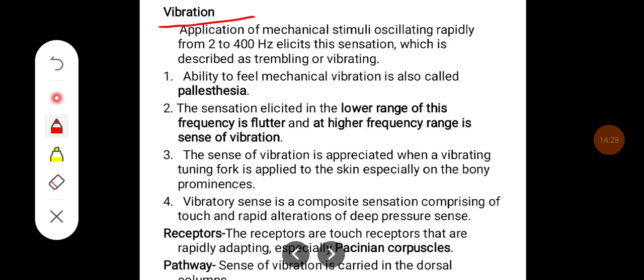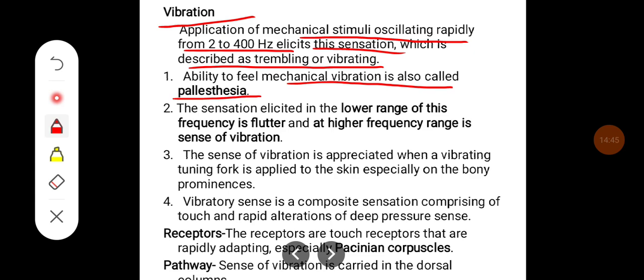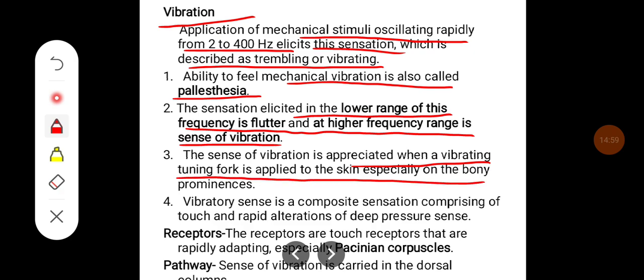Vibration sense. Application of mechanical stimuli oscillating rapidly from 2 to 400 Hz elicits the sensation, which is described as a trembling or vibrating. The ability to feel mechanical vibration is also called palaesthesia. The sensation elicited in the lower range of this frequency is flutter, and at the higher frequency range is called the sense of vibration. The sense of vibration is appreciated when a vibrating tuning fork is applied to the skin, especially on the bony prominences. Vibratory sense is a composite sensation comprising touch and rapid alteration of deep pressure sense.